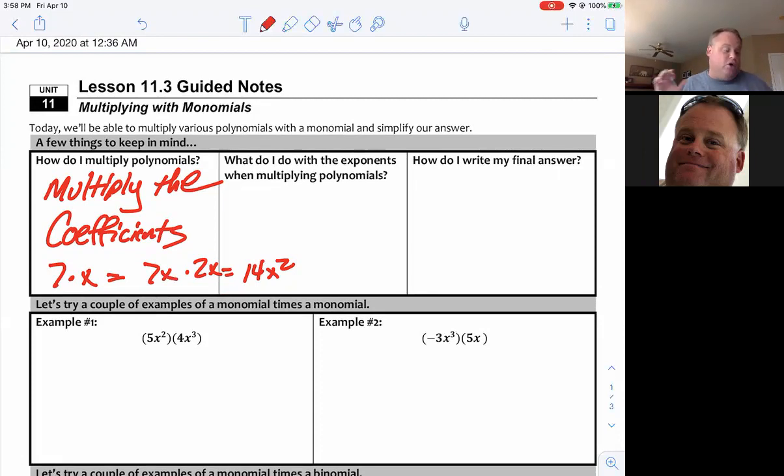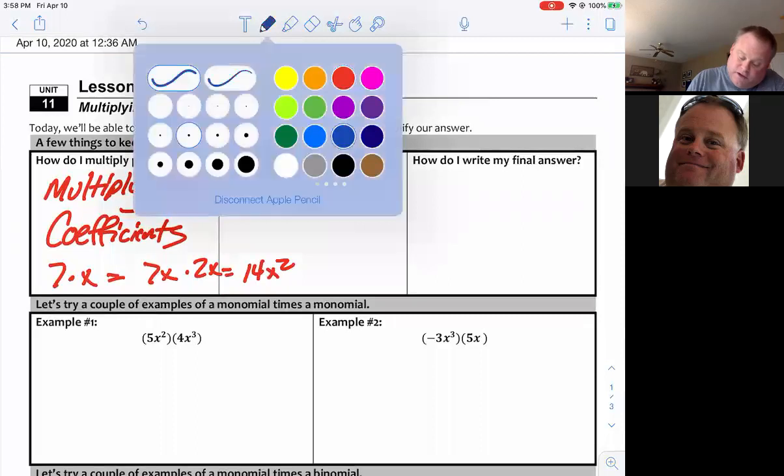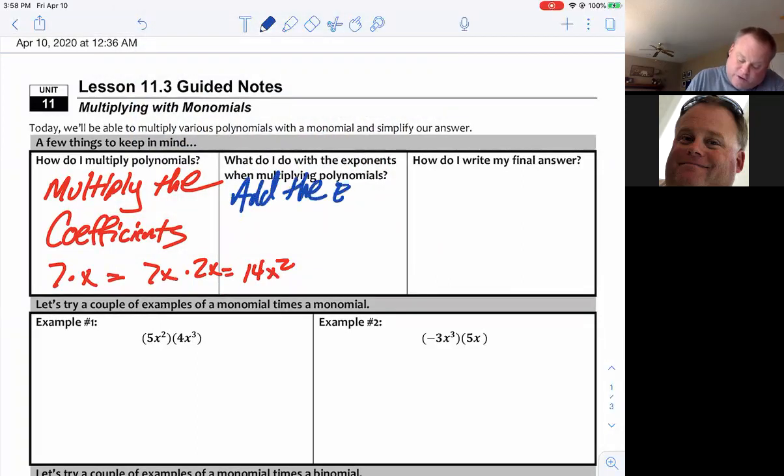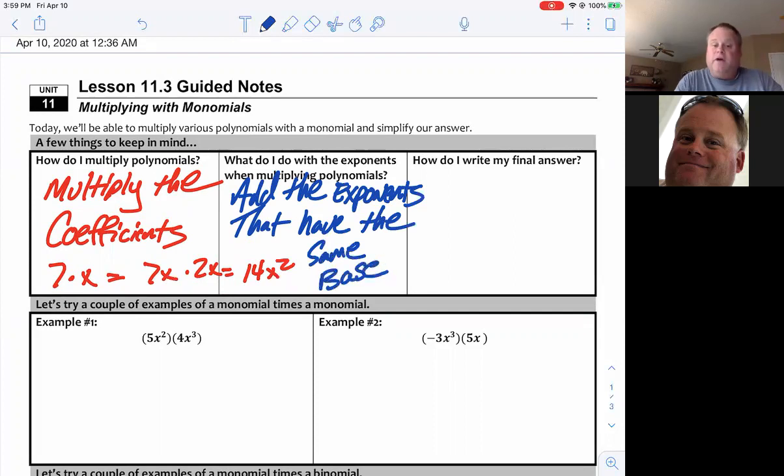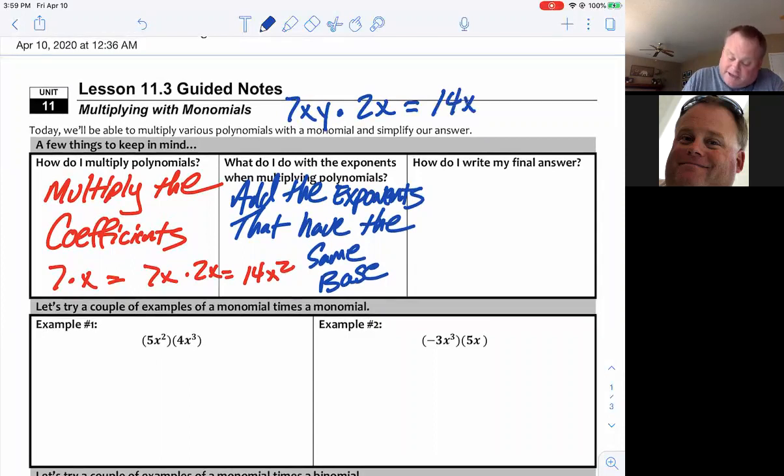What do I do with the exponents when multiplying polynomials? Well, you're going to add the exponents that have the same base. And we know that same base times same base, I add the exponents. So if I have 7xy times 2x, I'm going to end up with 14x squared y. I can multiply across, right? I can't add x's and y's, but I can multiply them. And when I have the same base, I add the exponents.